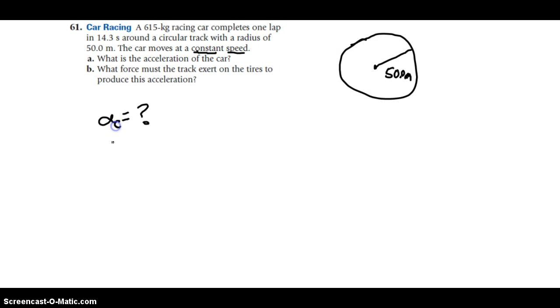form of centripetal acceleration. So remember, our formula for centripetal acceleration is v squared over r, and in this case our velocity is going to have to be found using our formula distance over time, because we aren't given a straight velocity. We know that the distance around the track we'll have to find knowing the perimeter of a circle, and the time is given to us as 14.3 seconds.